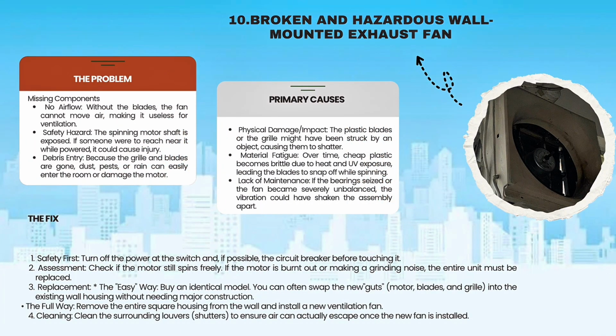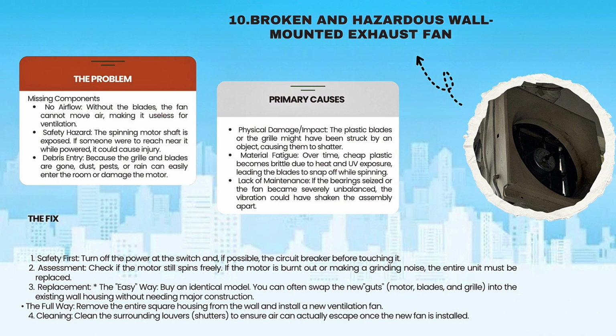And the last defect is the broken and hazardous wall mounted exhaust fans. The problem is missing components. No airflow without the blades. The fan cannot move air, making it useless for ventilation. Second, safety hazard, the spinning motor shaft is exposed. And the third is debris entry. Because the grill and blades are gone, rain can easily enter the room and damage the motor. Primary causes: physical damage, material fatigue, lack of maintenance.